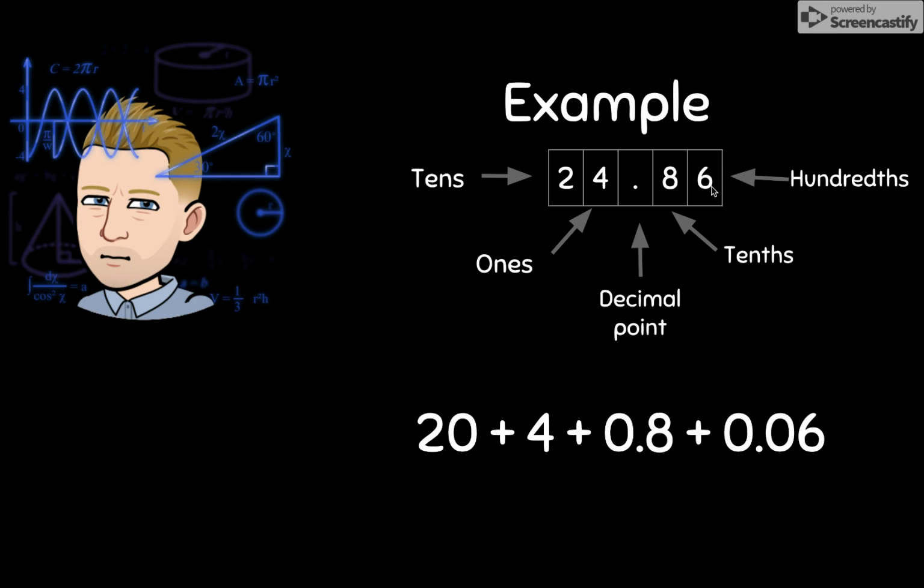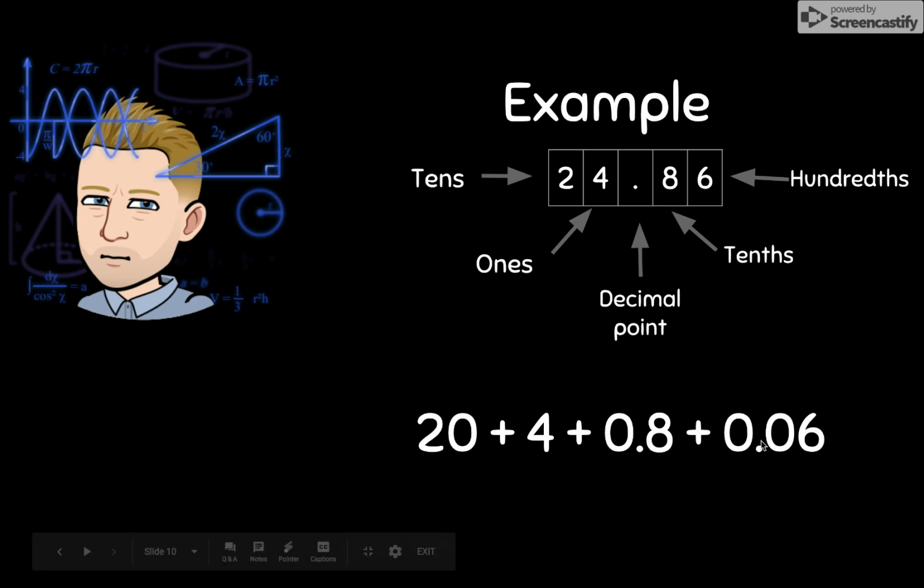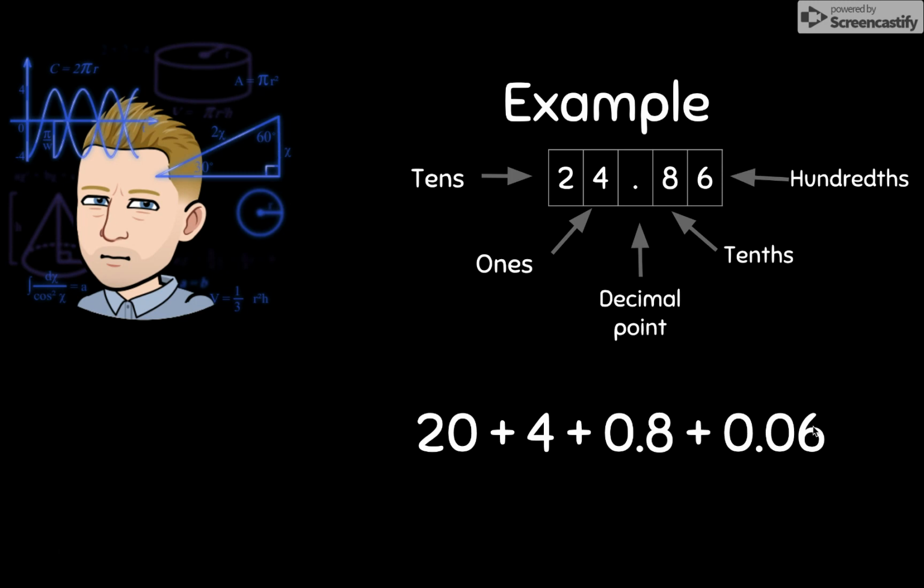Moving on to the 6, which is in the hundredths column, I have 6 hundredths, so then I have to write plus 0.06. Alright guys, that's how you write a number in expanded form. For example, if it was 15.12, I would write 10 plus 5 plus 0.1 plus 0.02.